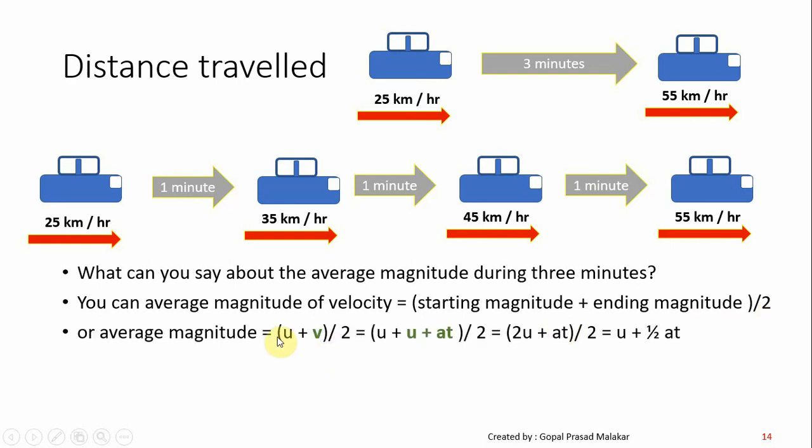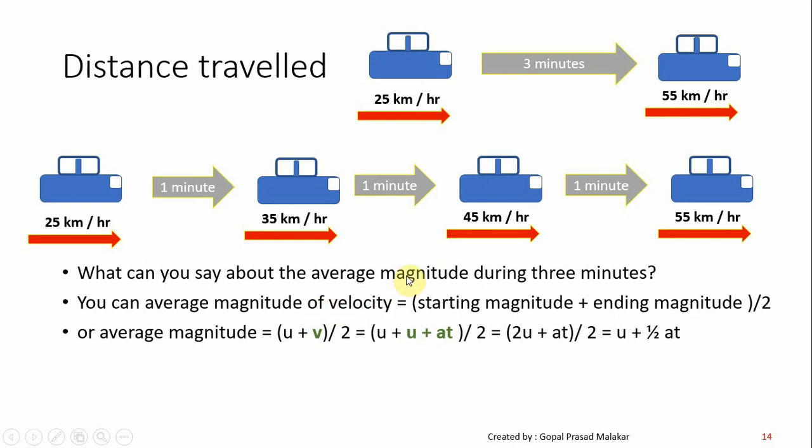Formula wise, starting magnitude is u, ending magnitude is u plus at. That will give you 2u plus at divided by 2, or u plus half at. So that is the average velocity. So here, if you ask 25 plus 55, what is the average velocity? It is 40. 25 plus 55 divided by 2, 40.